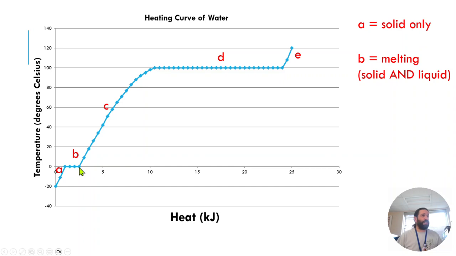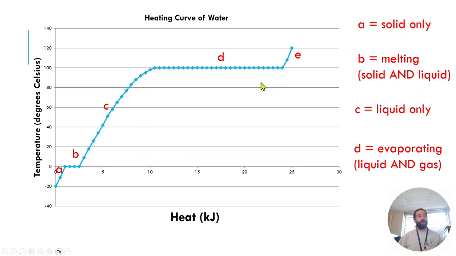Once melting is fully done and the ice cube is gone, our substance is in the liquid phase. So this whole diagonal region here represents the liquid phase. When you add enough heat to a liquid, it will begin to evaporate. So this flat region here represents evaporation. And during evaporation, you have both liquid and gas present.